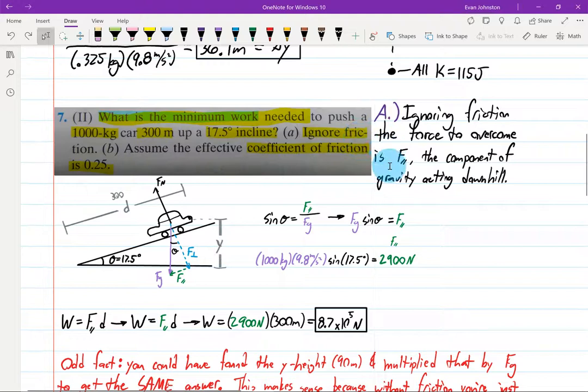And so what is the minimum work? This is a challenging question, because this is not an isolated question.